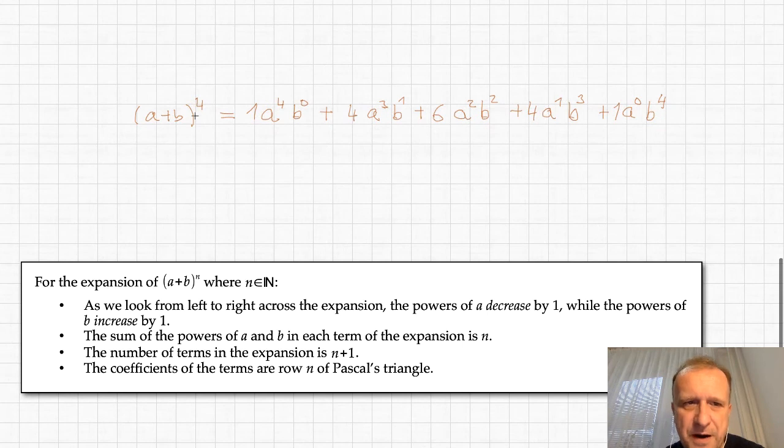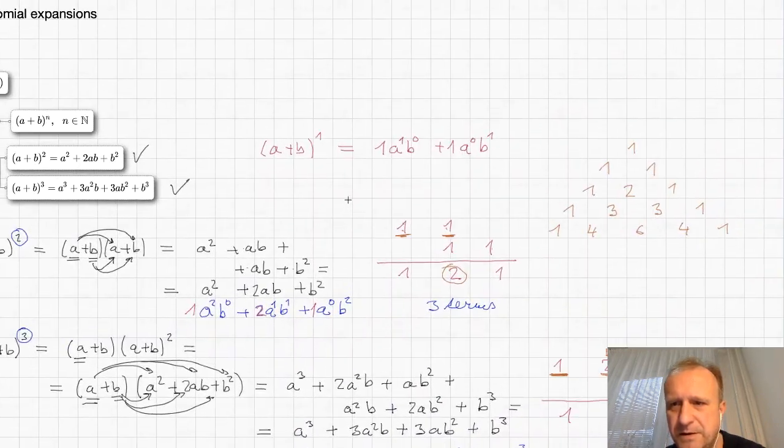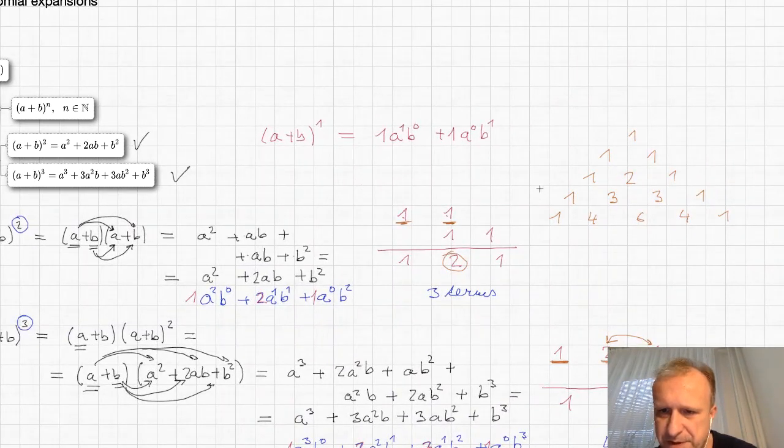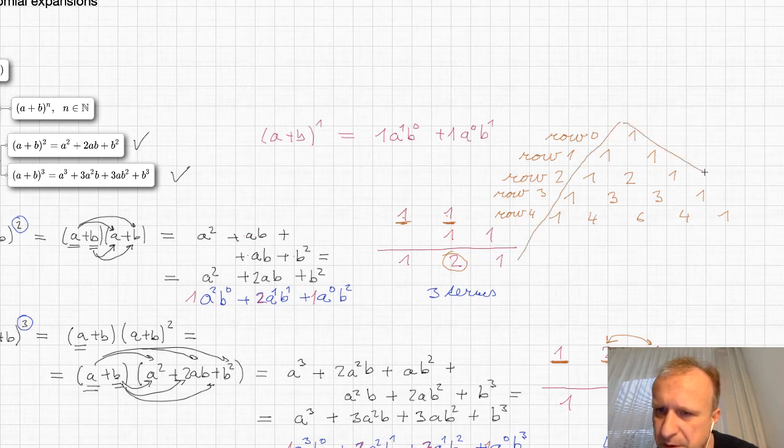and the coefficients of the terms are row n of Pascal's triangle. So in our case, the coefficients 1, 4, 6, 4, and 1 are row 4 of Pascal's triangle. So we can call the rows like this is the row 4, this is row 3, this is row 2, row 1, and we have the row 0. This is what we call the rows of Pascal's triangle, and we can continue. So for example, the 5th row would be 1, 1 plus 4 is 5, 4 plus 6 is 10, 6 plus 4 is 10, 4 plus 1 is 5, and 1 in the end. So these numbers are row 5 of Pascal's triangle.